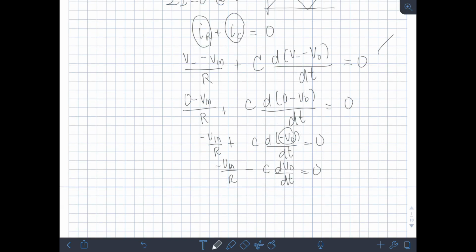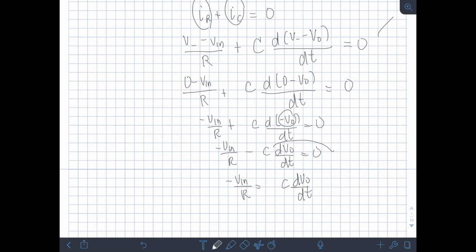Now, transpose natin itong C dVO over dt sa right side. So, we have negative V in over R is equal to positive C dVO over dt. Pwede nating i-divide both sides of the equation by C. So, we have negative V in over RC is equal to dVO over dt.